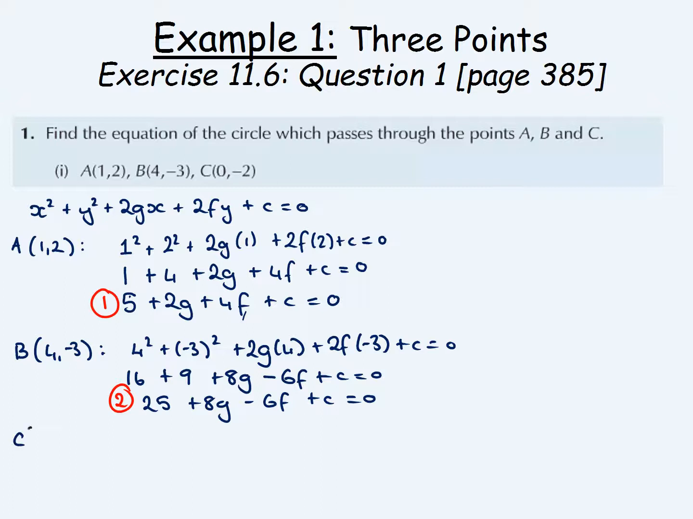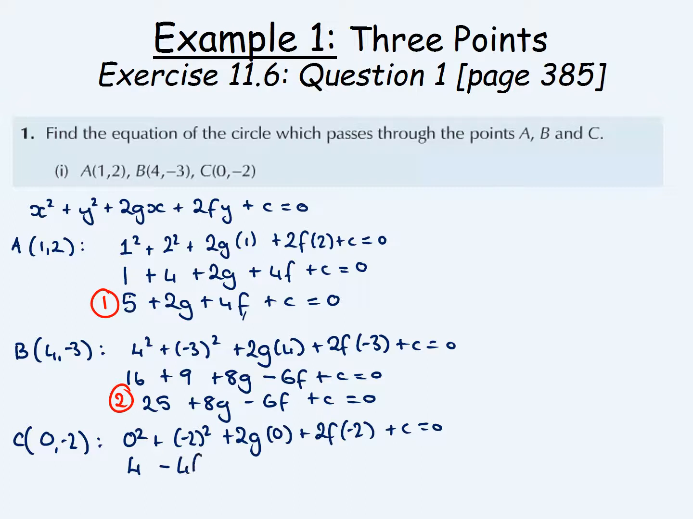And then C, which is (0, minus 2). When we sub that in, we get 0 squared plus minus 2 squared plus 2g times 0 plus 2f by minus 2 plus c equals 0. When I clean that up, 0 squared is obviously 0, minus 2 squared is 4, 2g by 0 is 0. So I get 4 minus 4f plus c equals 0, and that becomes equation 3.